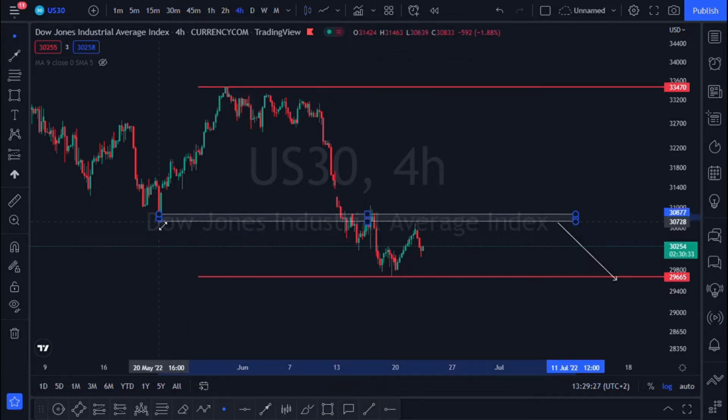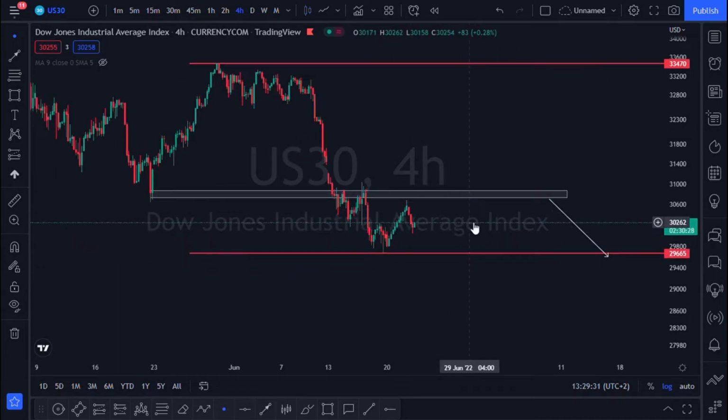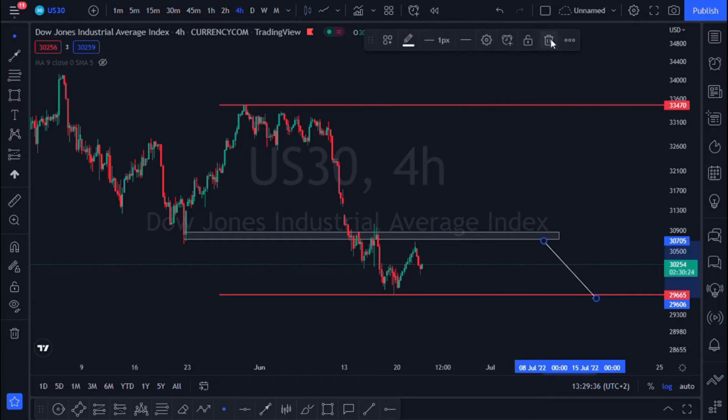Just make sure to cater for as many wicks as possible, right? At all times, cater for as many wicks as possible. So what do we notice here when it comes to trading US30? Now, what do we notice?